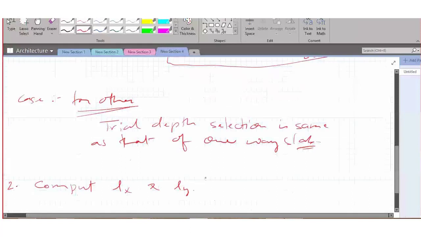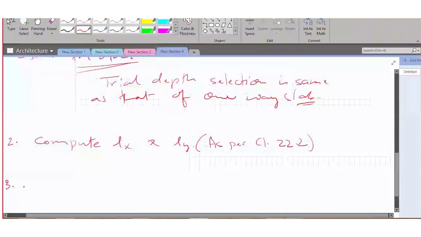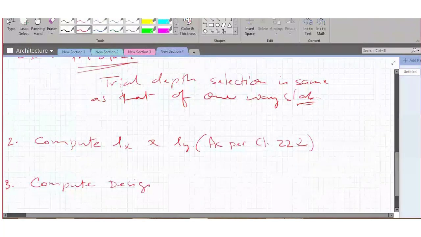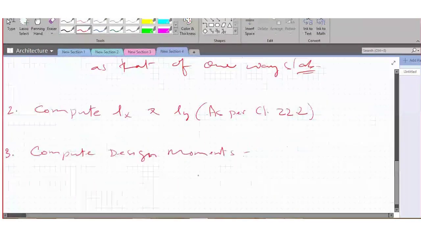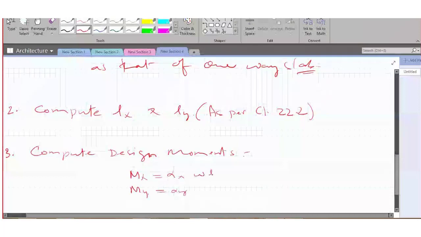Once you compute this effective span, what will be your third step? You have to compute the design moment. How do you compute the design moment? You know how to compute Mx and My using the coefficients alpha x and alpha y, w into Lx square. You will find these moment coefficients alpha x and alpha y, and compute the moments.